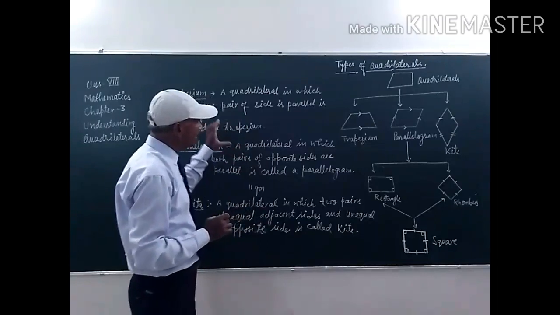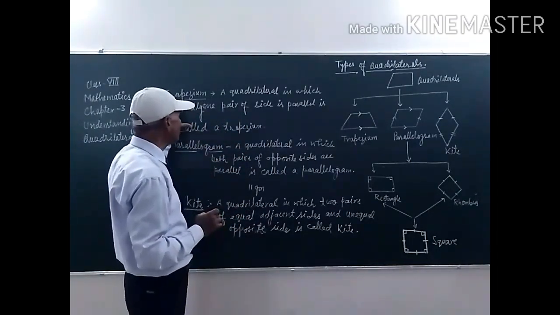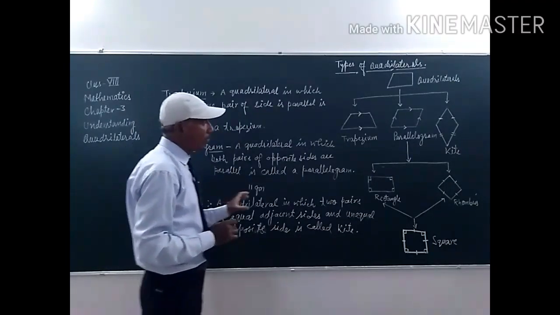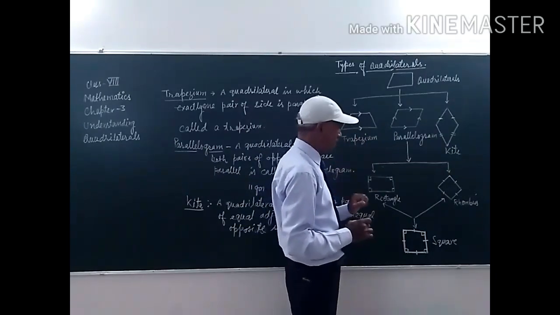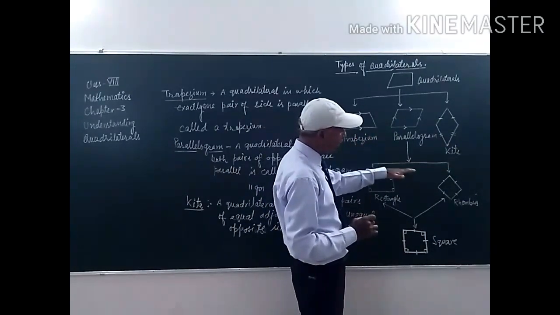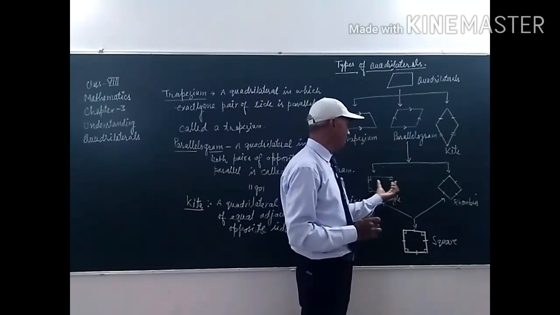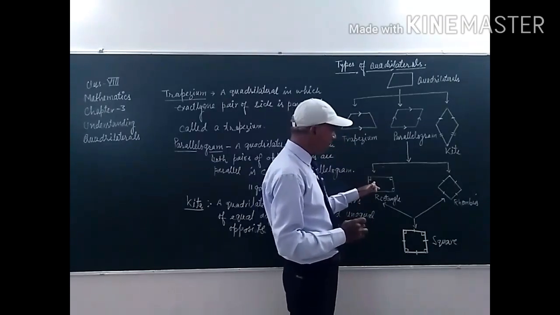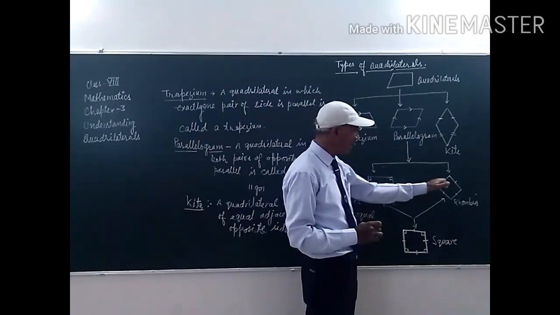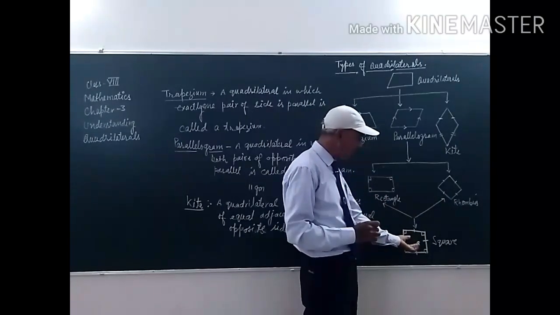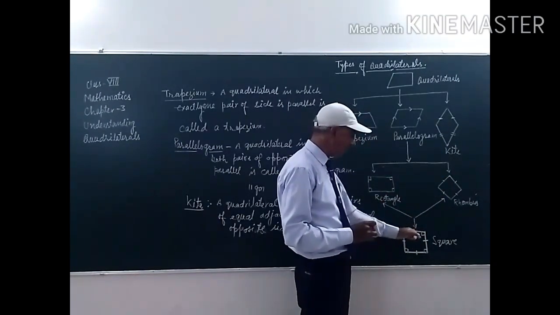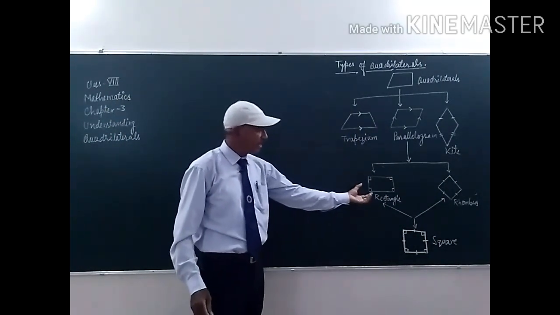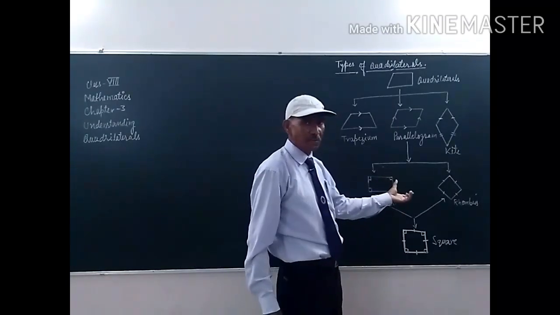So, these are the three special types of quadrilaterals. First is trapezium, second is parallelogram, and third is kite. Now, we will study parallelograms, students. In parallelograms, there are three figures: rectangle, rhombus, and square. Rectangle and rhombus are different figures, but a square is a figure which belongs to rhombus and also belongs to rectangle. So now, under parallelogram, we will study these three figures, students.